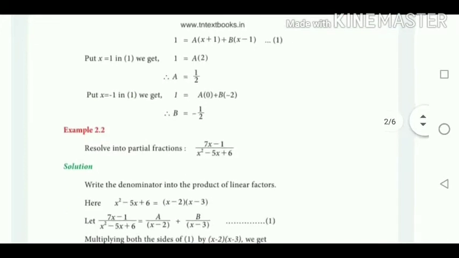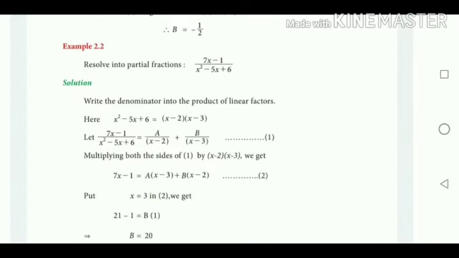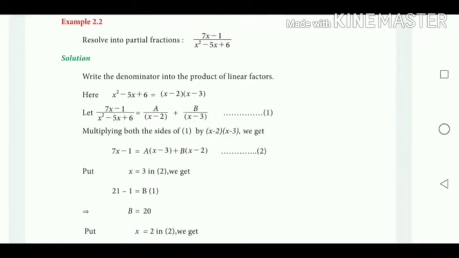After that we are going to resolve into partial fractions. That is example 2.2: resolve into partial fractions 7x minus 1 divided by x square minus 5x plus 6. So write the denominator as a product of linear factors. Here the denominator is x square minus 5x plus 6. If you split it into two factors, we are getting x minus 2 and x minus 3. Next you have to write the question 7x minus 1 divided by x square minus 5x plus 6.